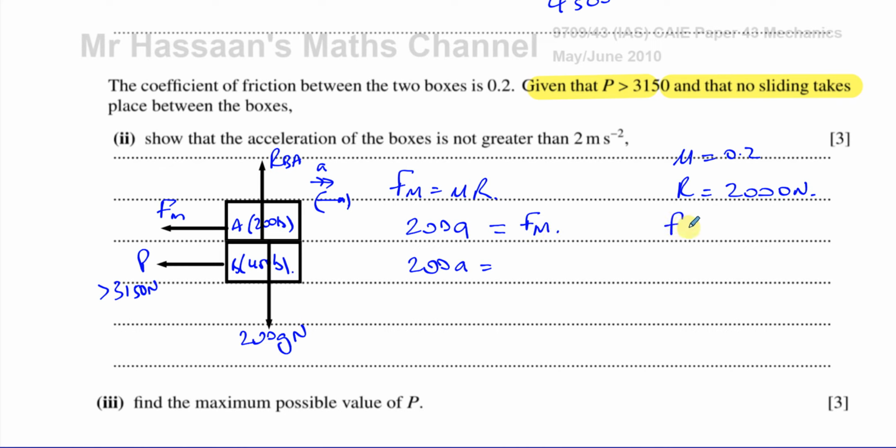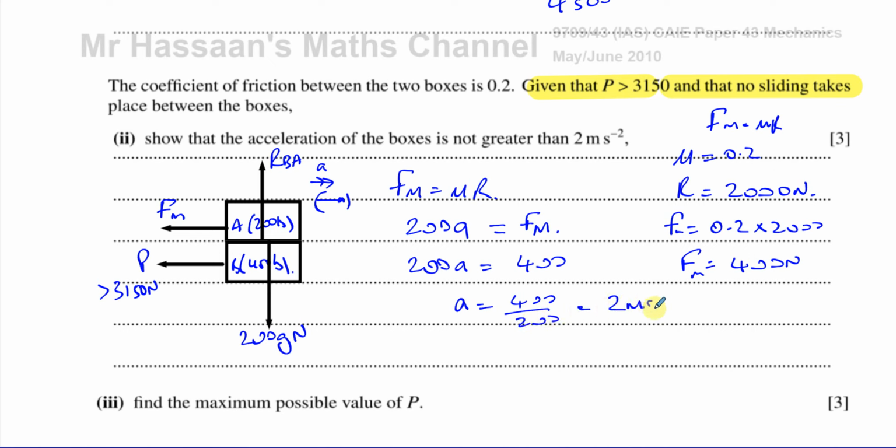Now, what's F max going to be? F max is mu times R, so it's 0.2 times 2,000, which is 400 newtons. So A is going to be 400 over 200, which is 2 meters per second squared. Therefore, the maximum value of the acceleration is 2 meters per second squared. If it's greater than that, then the force that's making it go this way, which is the result of B moving that way, is going to be more than F max, and it will then slide.